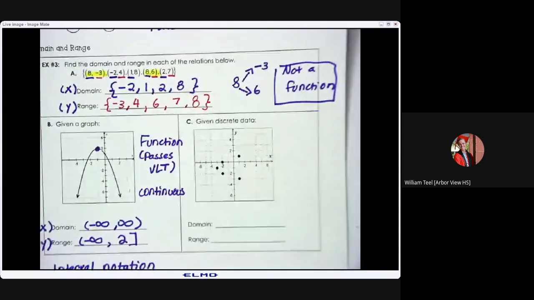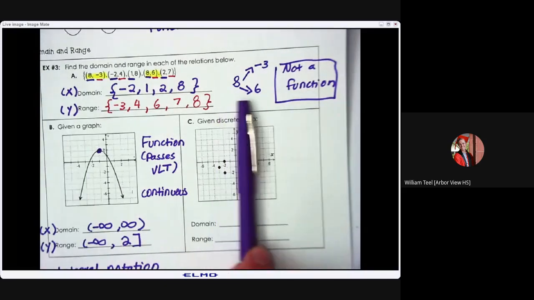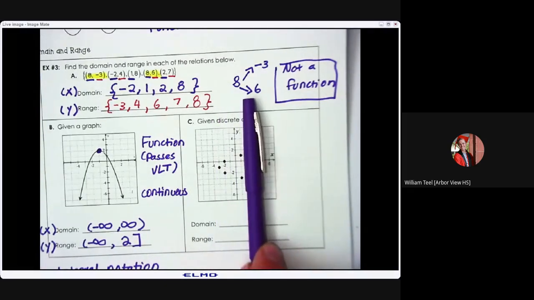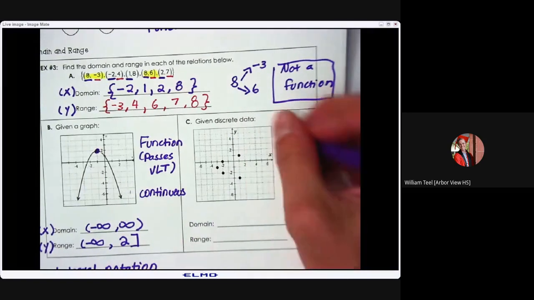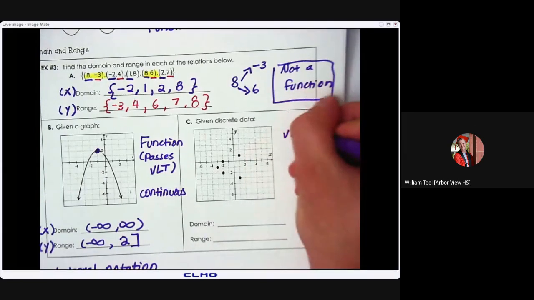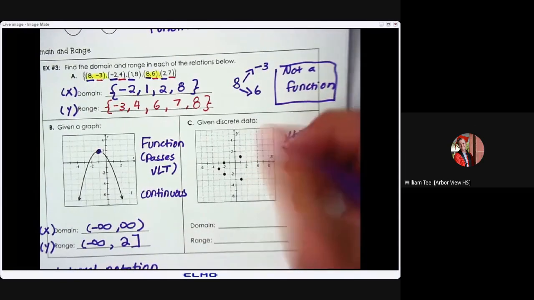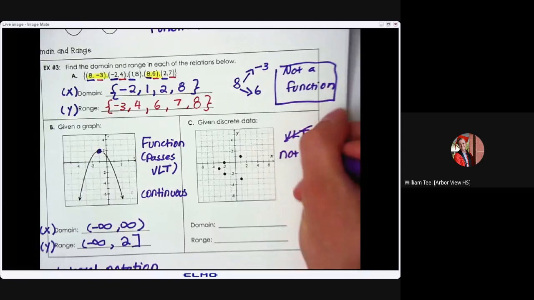Okay, let's go up to part C. For part C, we're going to first determine if this relation is a function. I'm going to do the vertical line test because I have a graph. If you notice, immediately when I hold that vertical line to the x value of 1, I pass through 2 different points on that graph. This means we do not pass the vertical line test. That means this relation is not a function.